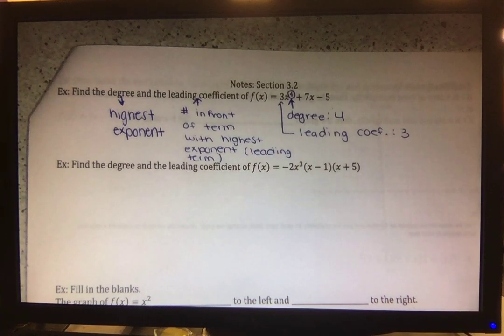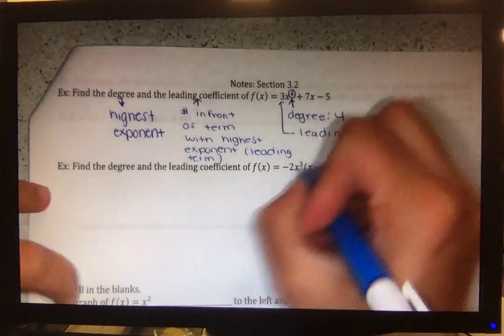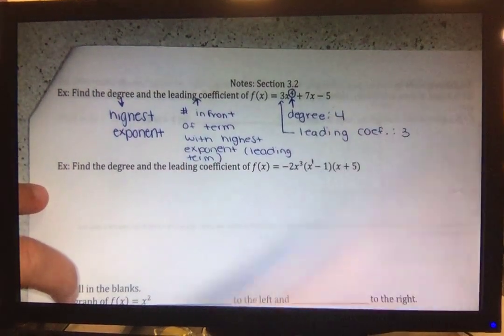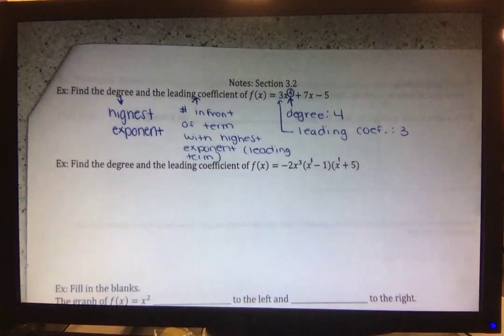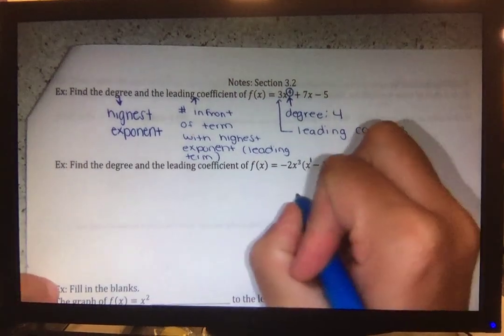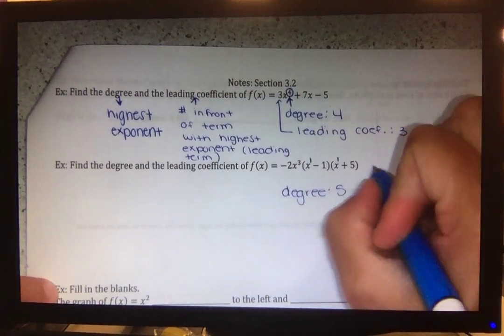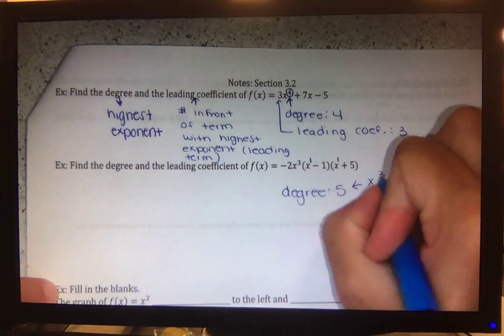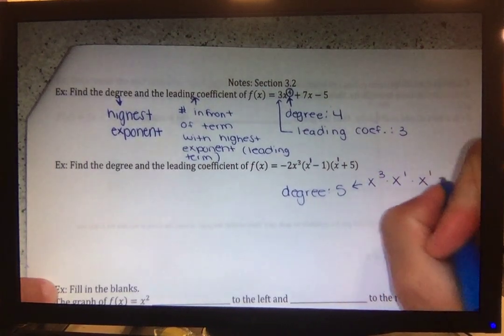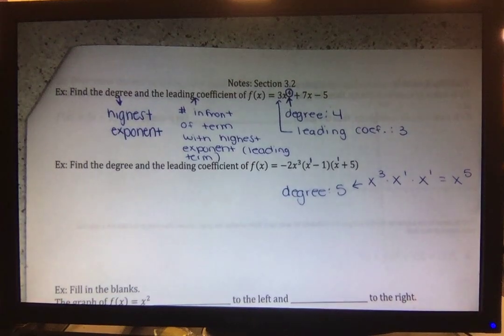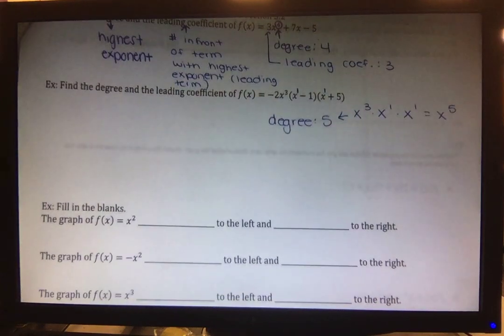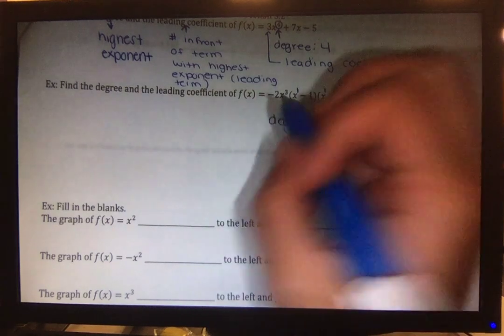X to the fifth. X to the fifth, good. So I have 3 x's here. Times 1 more x would be 4 x's. Times 1 more x would be 5 x's. Remember our properties of exponents. Whenever we're multiplying, we add up all the exponents. So our degree would be 5. So this would be x cubed times x to the first times x to the first, which would give us x to the 5th power, if we were to distribute all of this. So that's our degree. What about our leading coefficient?